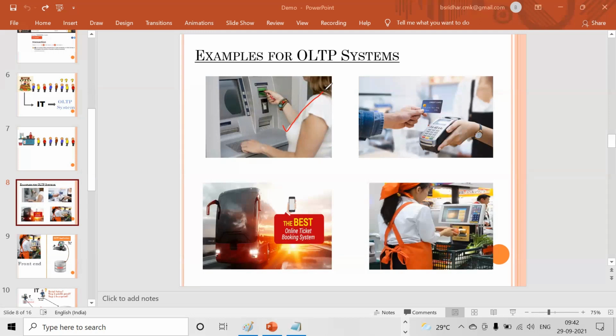Any questions here? You guys understood what is OLTP systems now? So OLTP systems are very simple. These are designed to simplify the day-to-day business operations happening in a particular business. So it depends from business to business.